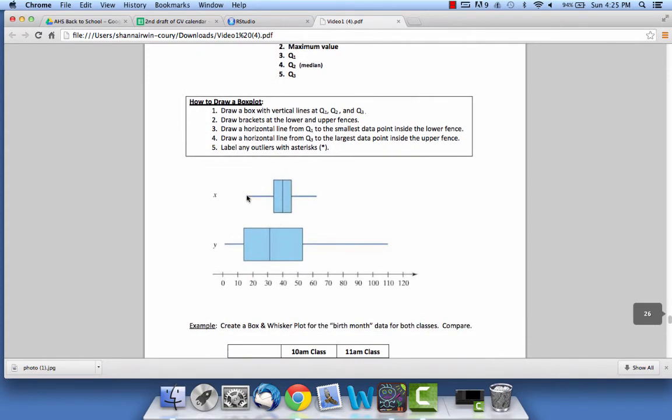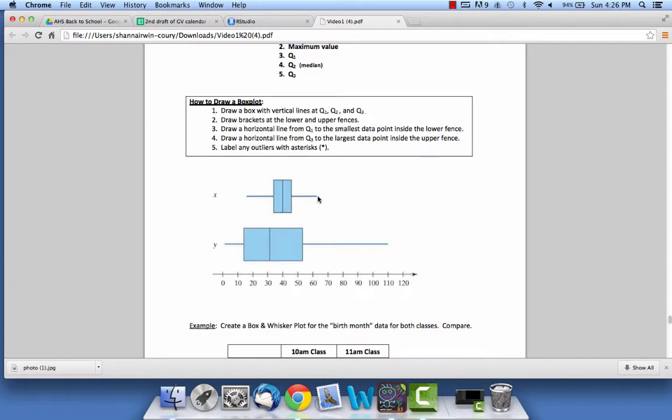And when you draw it, basically this is the minimum, quartile 1, quartile 2, quartile 3, maximum. So this line represents 25%, this length does, this does, and this does. So it's split into 25%.